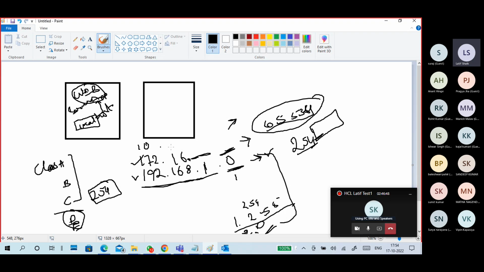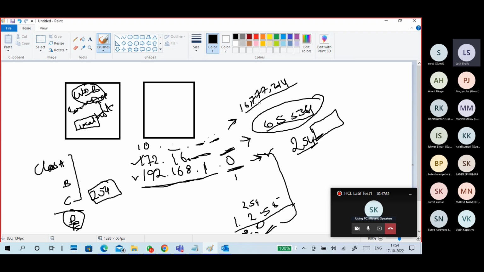And this is class A. In class A, 1 part is the network part and 3 parts are the host part. Host is around 16 million, 214. This is the biggest range. It means more than 16 million devices we can connect in a single network. So it means for one single packet you are carrying one truck. One big truck for one single 5 rupees biscuit packet. That's the comparison I'm trying to show you, guys.